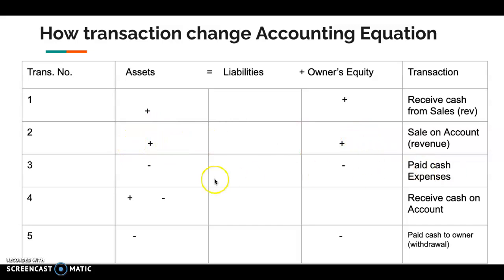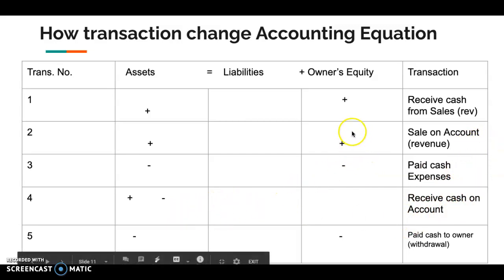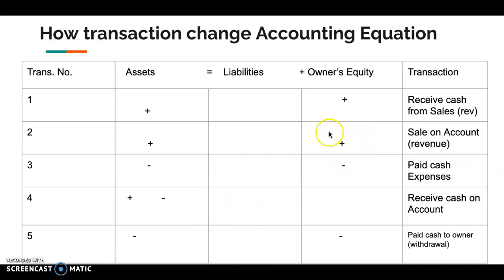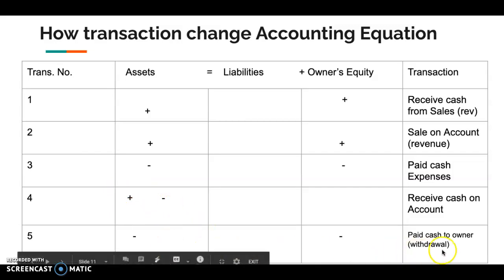Okay, paying cash for expenses. This is how we run our business. So obviously we're paying cash, so it's going to show a decrease. And then receiving cash on account. Now that goes along with this sale on account. We already reflected that we've increased our equity by making that sale. Now down here, we're going to show that we're actually getting the cash now, and we're decreasing our accounts receivable. And then down here is going to be paying our cash to our owner.